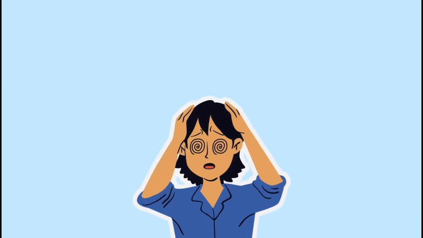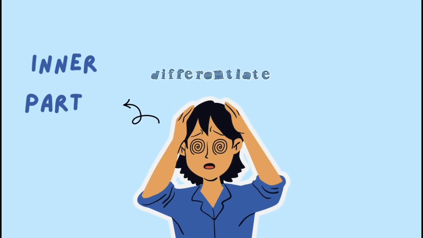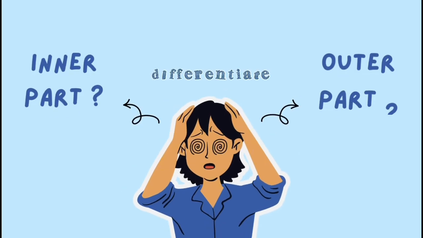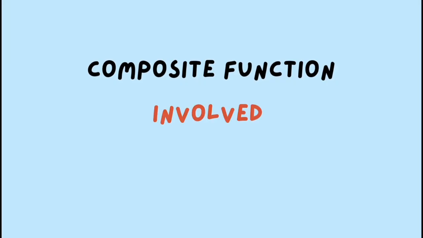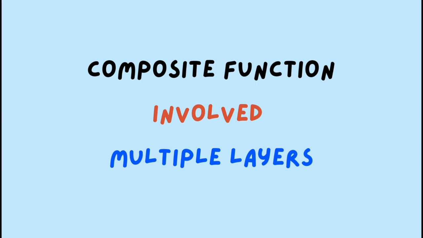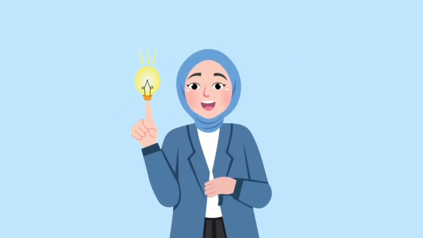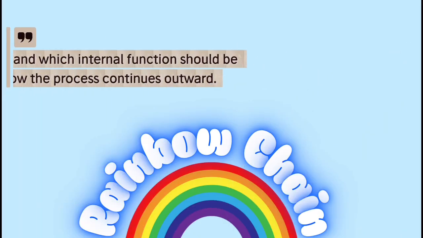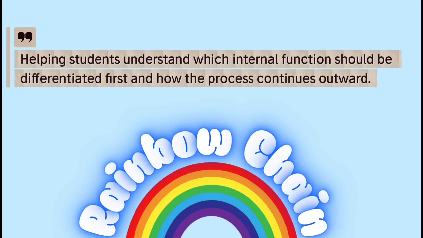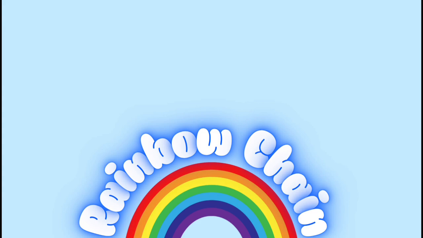Hi everyone! Many students often find it confusing to differentiate between the inner and outer parts of a function when performing differentiation, mainly because composite functions involve multiple layers that interact with each other. To make this concept easier to visualize, the rainbow chain is used as an example because its layers are clearly visible. Each layer represents a different part of the function, helping students understand which internal function should be differentiated first and how the process continues outward.